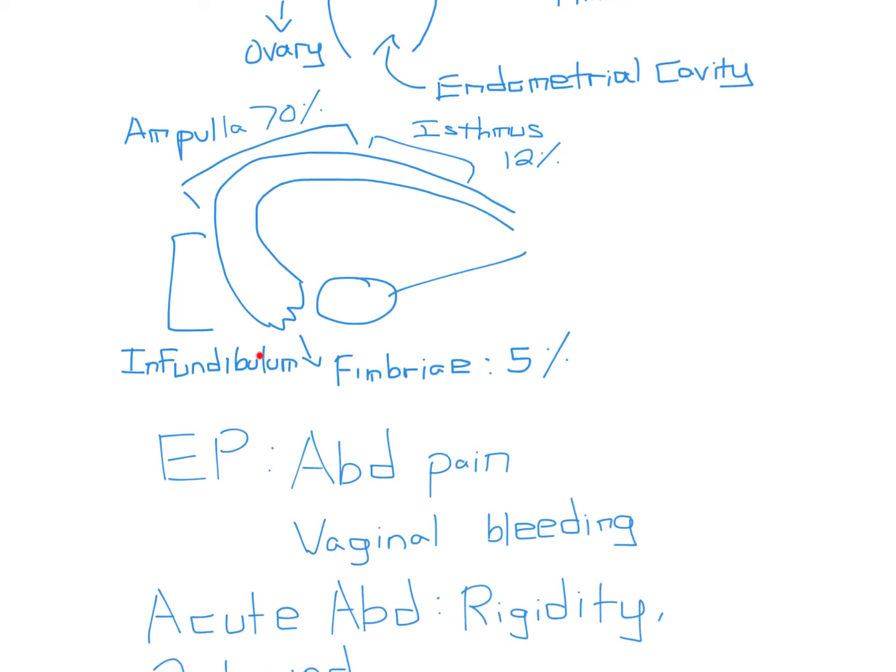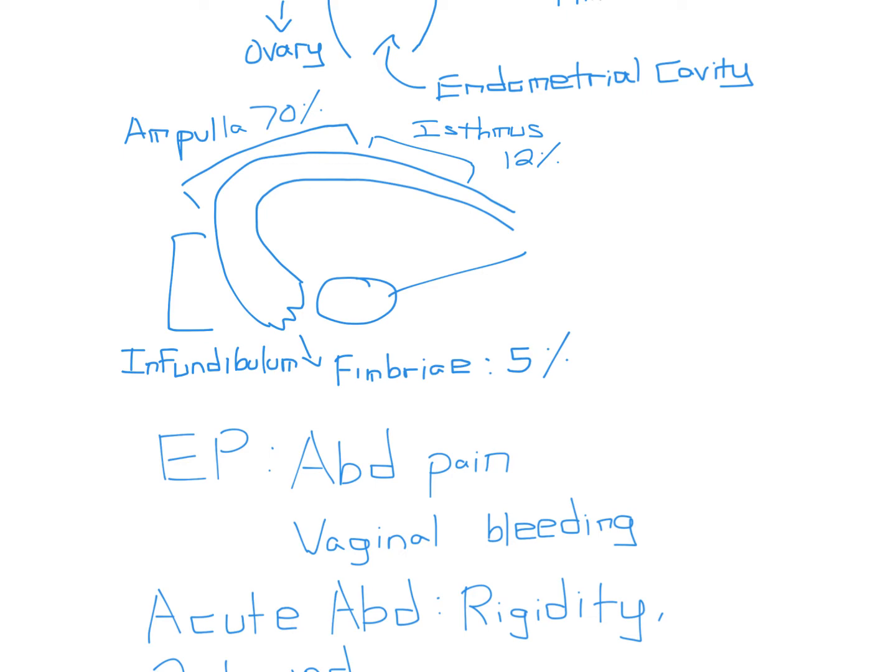And so, for example, most commonly it will implant in the ampulla, which is the widest region. This isn't anatomically correct, but the ampulla will be the widest region of the fallopian tube, and that's why it's the most common area for an ectopic pregnancy to implant. And then we have the isthmus, which is a little bit more distal to the ampulla, and around 12% of ectopic pregnancies will insert there. And then we have the infundibulum, which is the proximal part, and then finally we have the fimbriae, which around 5% will have an ectopic pregnancy be there.